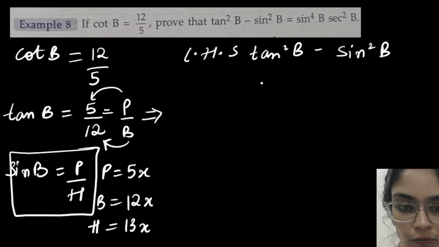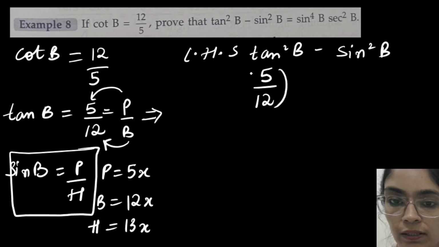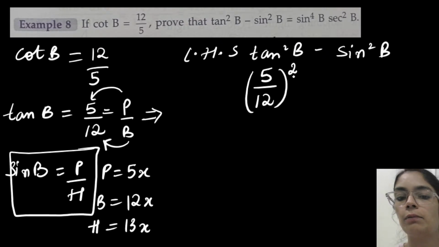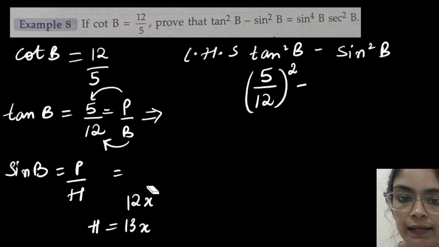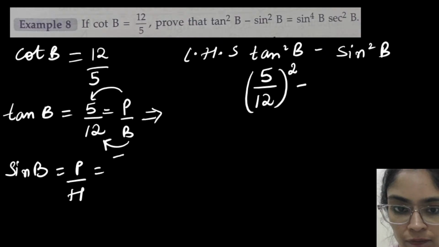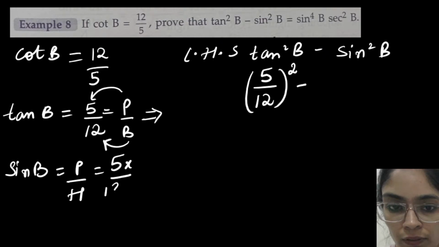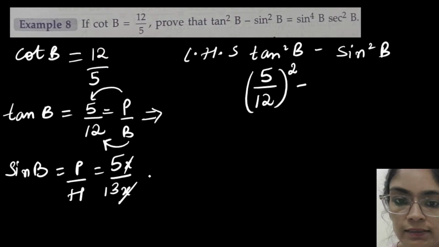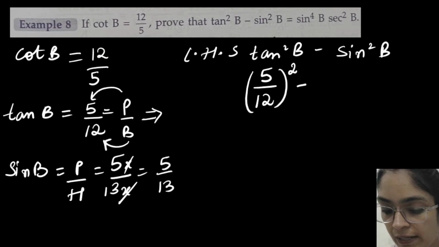So tan's value I have 5 by 12. Here I am just substituting in the left hand side. So whole square, trigonometric ratio square means whole square, minus sine. The sine's formula is what? Sine's formula is P by H. So P we know it is 5, so 5x, and hypotenuse just now we found that is 13. So x and x will get cancelled. So 5 by 13. So value is 5 by 13.